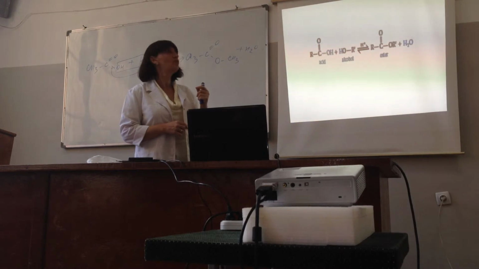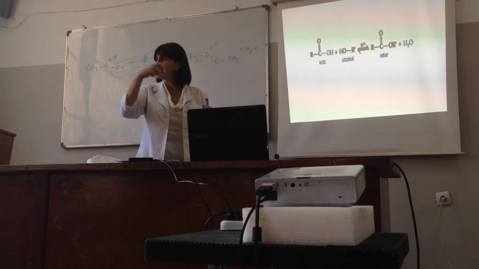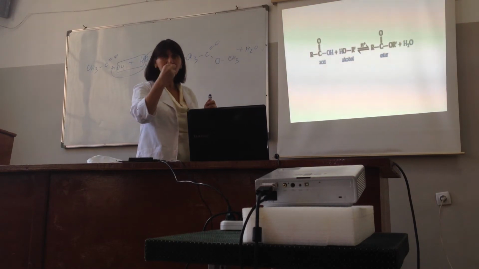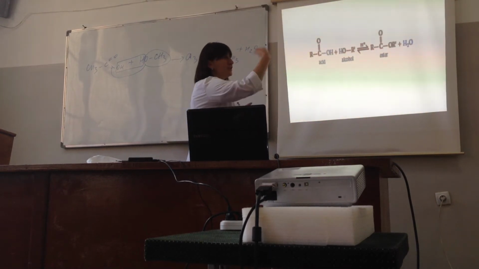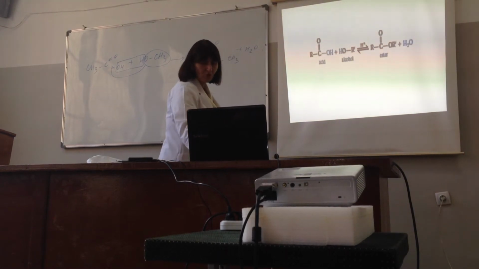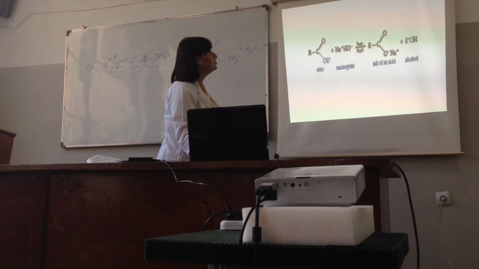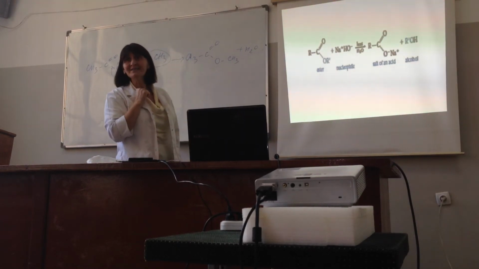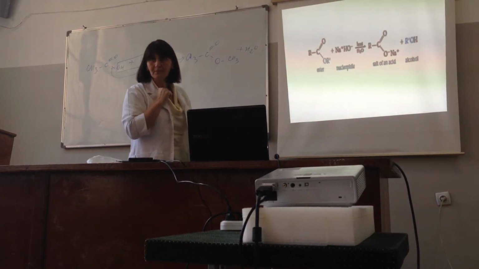So you have to remove your ester or water from your reaction mixture for shifting your equilibrium always to the right side. It's one way how you can get finally your alcohol. Now this reaction is hydrolysis of ester.